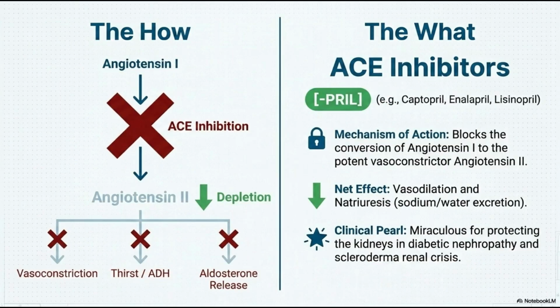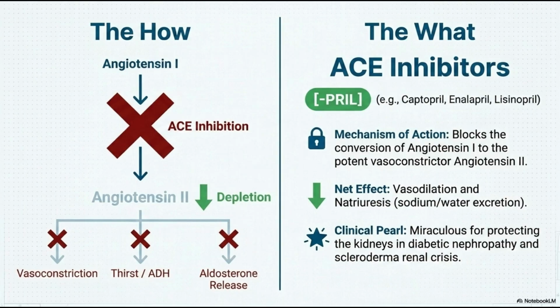On the left, a large red X indicates the blockade of the conversion process. The mechanism: ACE inhibitors, identified by the suffix -pril, e.g., captopril, enalapril, block the enzyme responsible for creating angiotensin II. This leads to a systemic depletion of angiotensin II, resulting in vasodilation and natriuresis, the excretion of sodium and water.